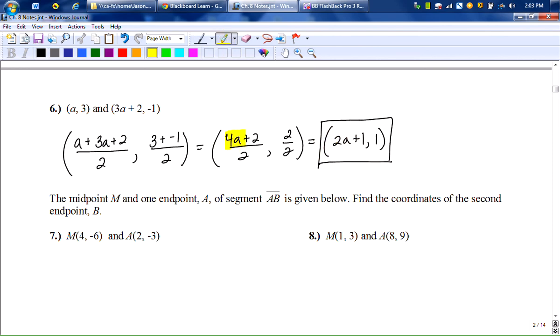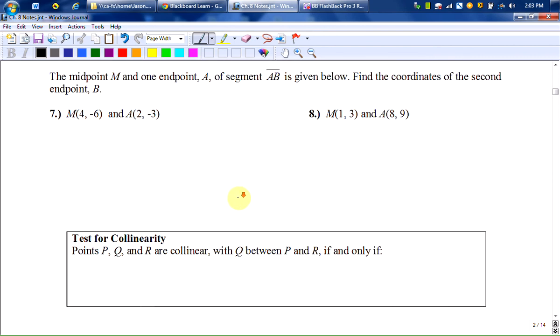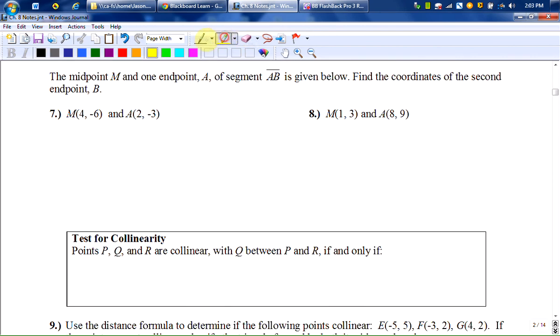Be careful simplifying here that you, in a sense, distribute this 2 that's in the denominator, or divide it into each term in the numerator that's separated by a plus or a minus. Then we can do this backwards. You have to read the questions carefully because it looks like it's just a traditional midpoint formula, but in this case they actually give us the midpoint and an endpoint, and they want us to find the other endpoint.